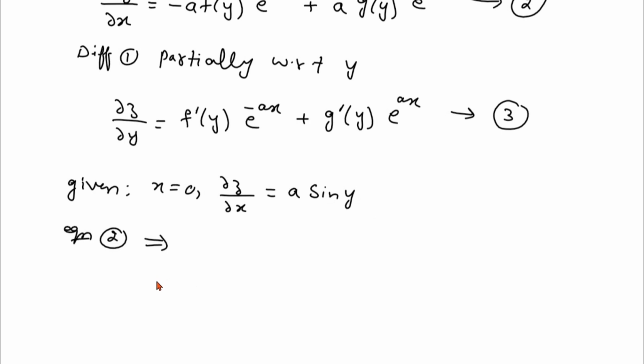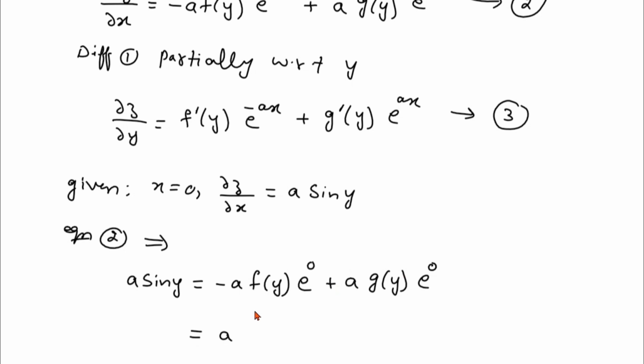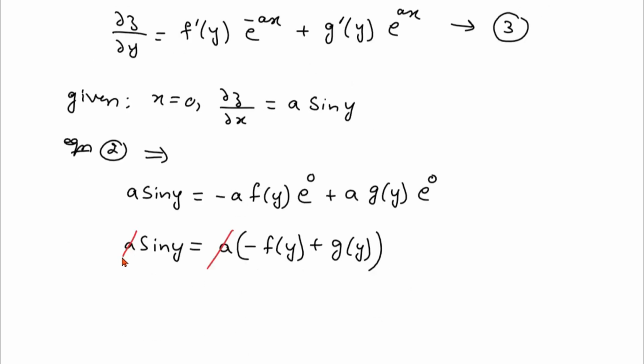Equation number 2 implies ∂z/∂x is a sin y, so a sin y equals minus a f(y) into e^(0), since x is 0, plus a g(y) into e^(0). We know that e^0 is 1. If I take a as common in these two terms, I will be left with minus f(y) plus g(y). This a and a on the left hand side cancel out, so I will be left with sin y equals minus f(y) plus g(y). Let me keep this as equation number 4.